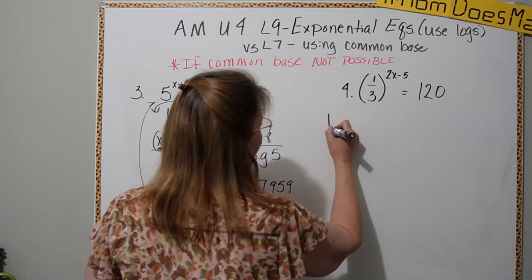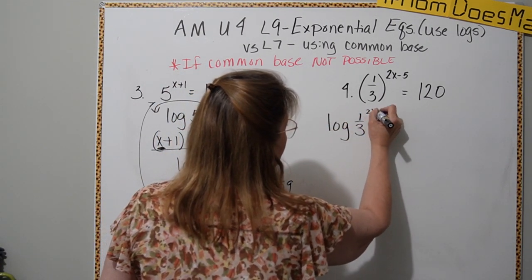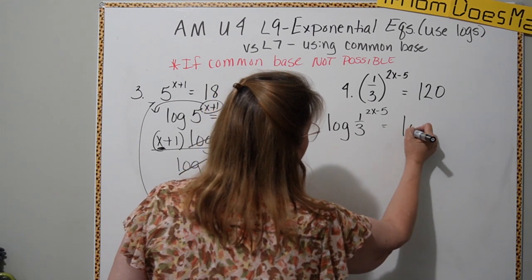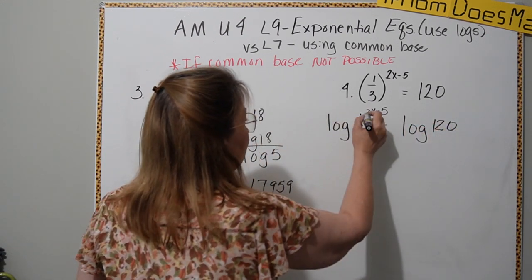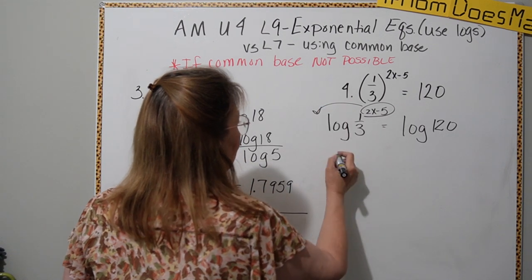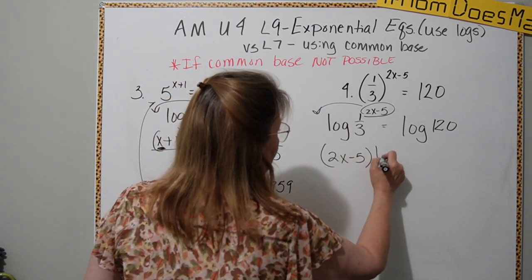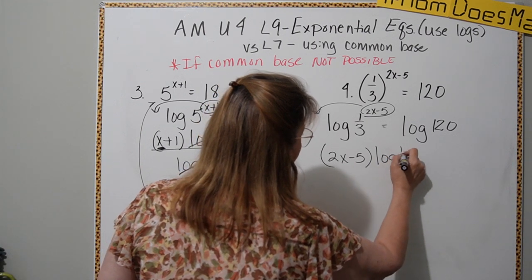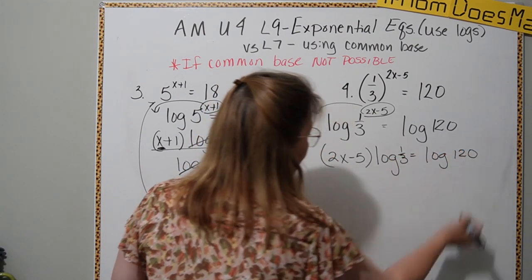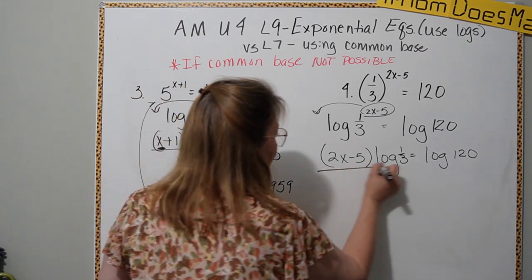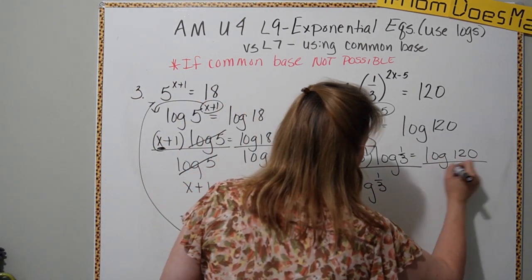Okay, number 4: 1/3 to the 2x minus 5 power is equal to 120. So let's take the log of each side. I'm going to have the log of 1/3 to the 2x minus 5 is equal to the log of 120. Using my power property, I'm going to whip that around. So now I have 2x minus 5 times the log of 1/3 is equal to the log of 120. Divide both sides by log of 1/3.